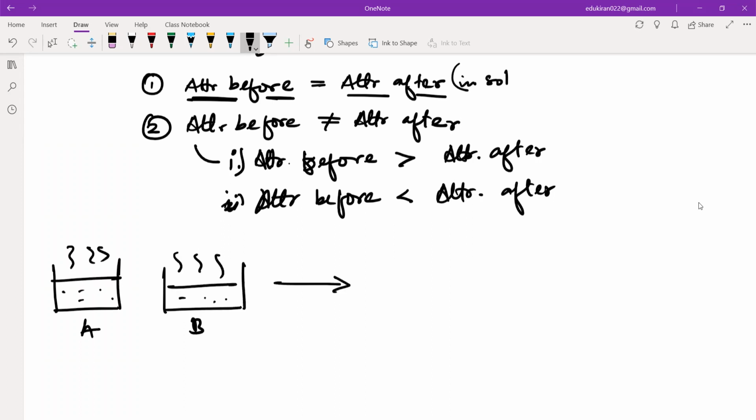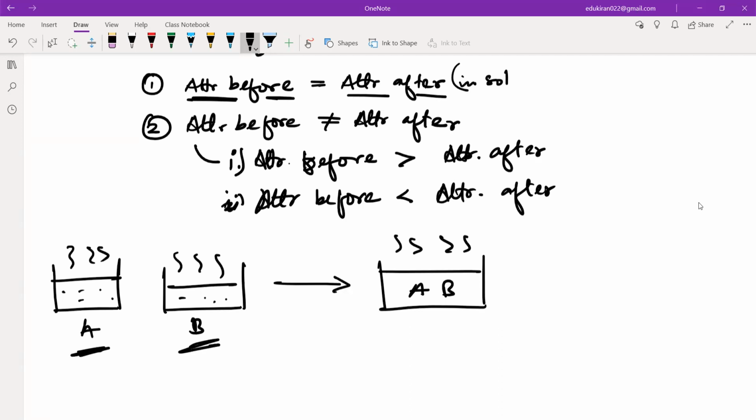B will also vaporize. Then what will happen? You will mix them, you will get AB. AB will also vaporize. So what I am saying is that the attraction that was present in A and the attraction that was present in B is equal to the attraction that is present in AB. So the same way A and B were evaporating, or escaping and forming vapors, AB will also be evaporating in the same manner.